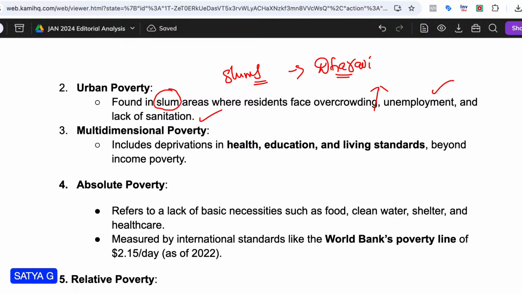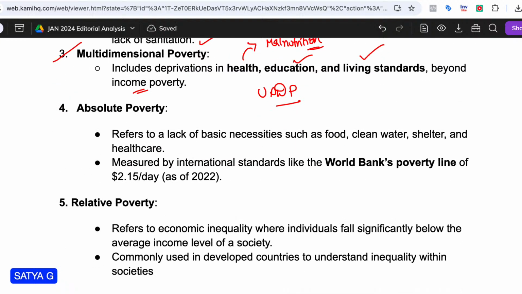But among our types of poverty, we have multidimensional poverty. In the multidimensional poverty index given by UNDP, they are measuring health outcomes, especially nutritional support like malnutrition. They are also considering educational skills and living standards. These are the key indicators beyond income and expenditure. So that is multidimensional poverty.